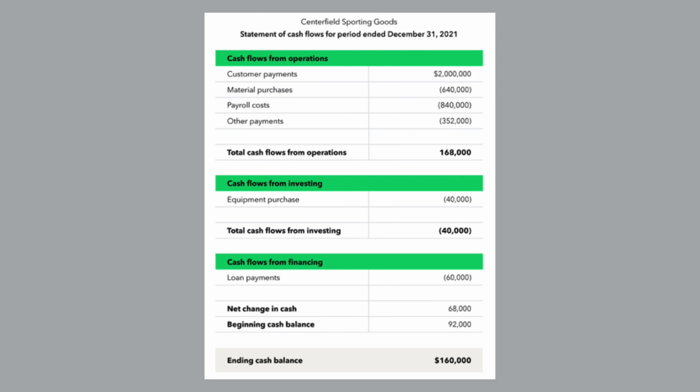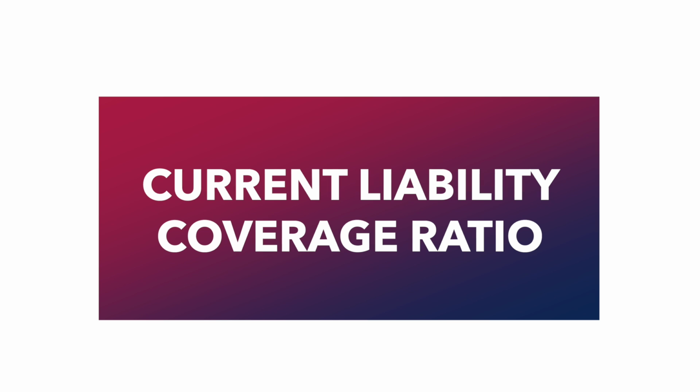Now, besides analyzing the general liquidity of the business, there are a few ratios that compare the cash flow statement and two other financial statements. The first ratio is the current liability coverage ratio.